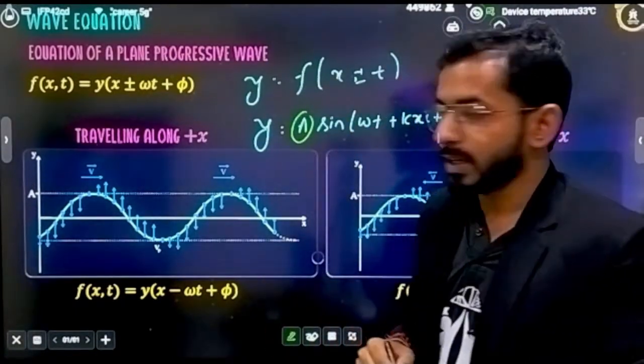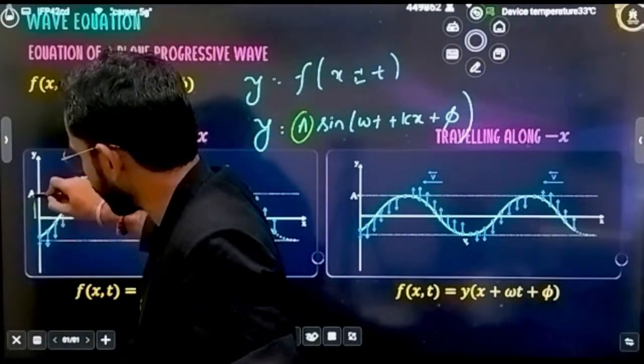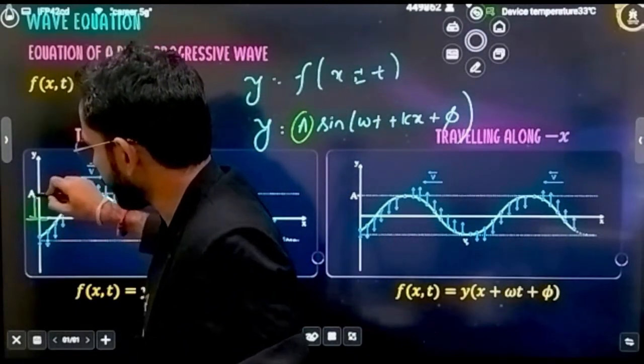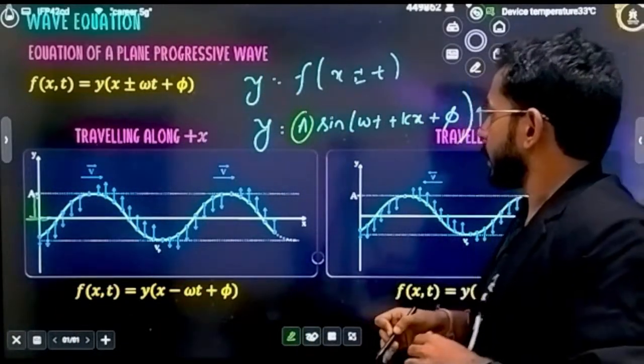What is this a represented as? Amplitude. In a curve, this is called the amplitude. From the mean position, the maximum height that is attained by the wave is called the amplitude.